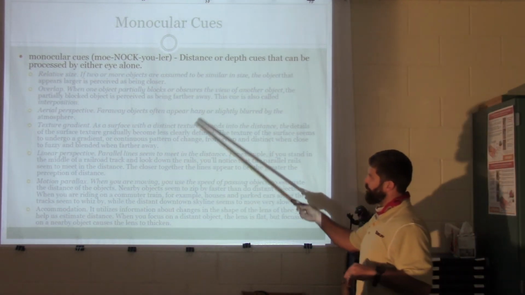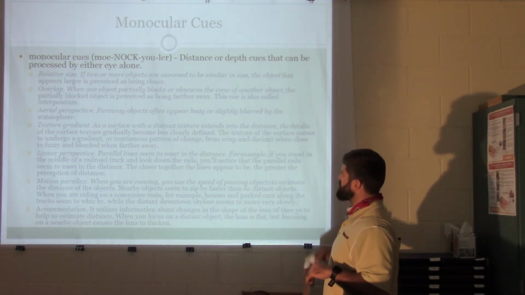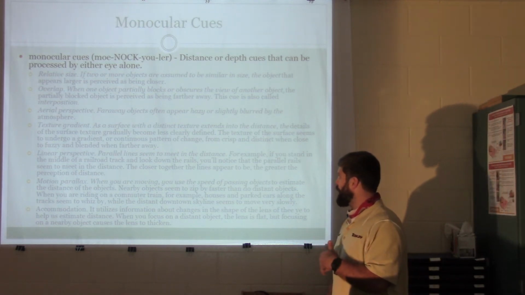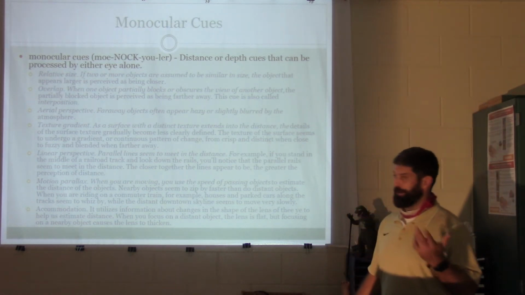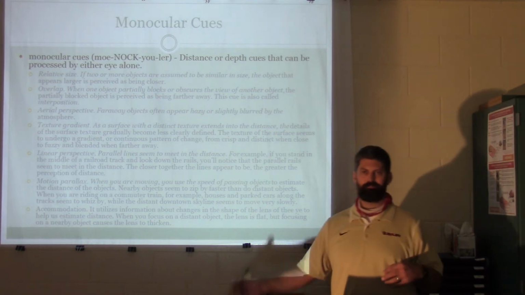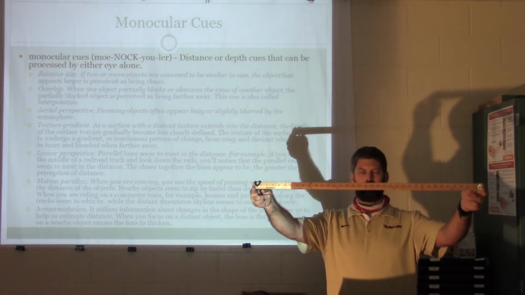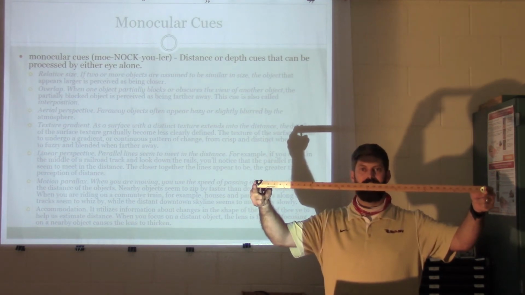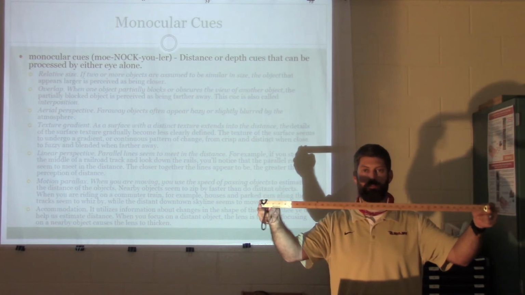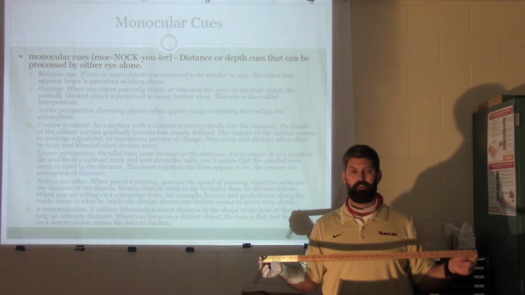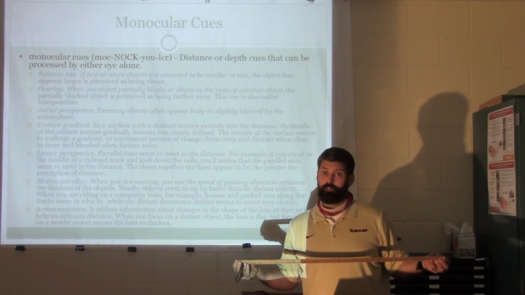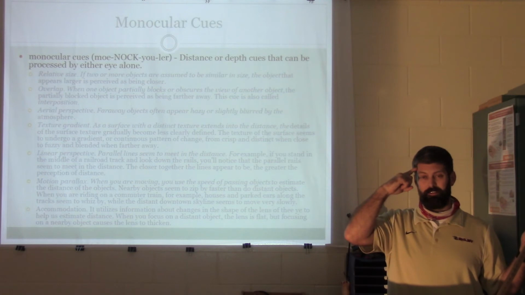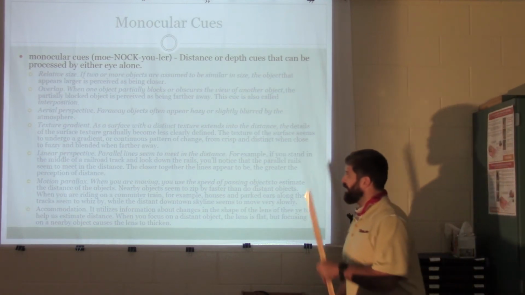Overlap. When one object partially blocks or obscures the view of another object, the partially blocked object is perceived as being farther away. This cue is also called interposition. All right? What's closer? Me or the yardstick? The yardstick, because it's in front of me. It's overlapping me, meaning it has to be in front of me. All right? These are just perceptual tools that we use without even thinking about them to perceive the world.